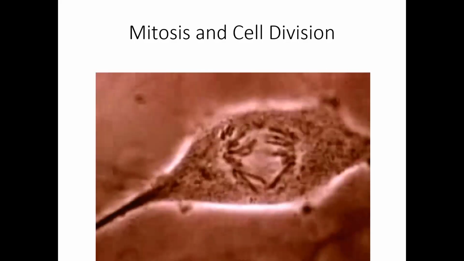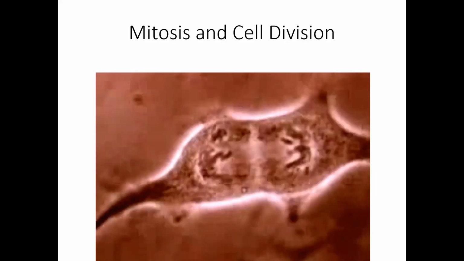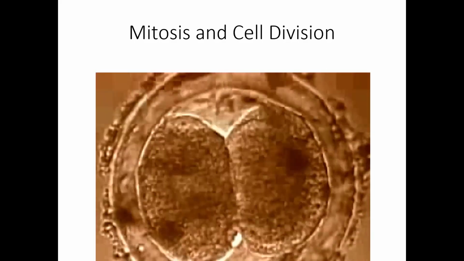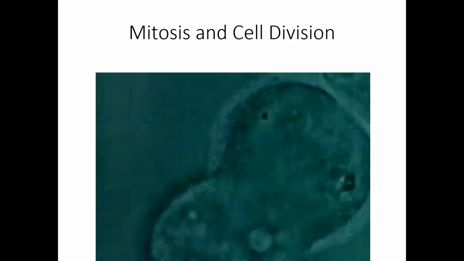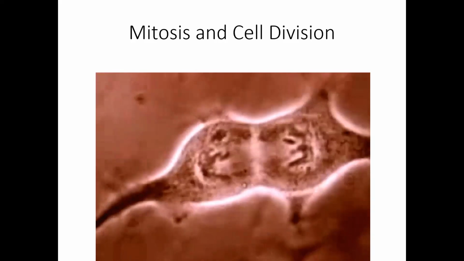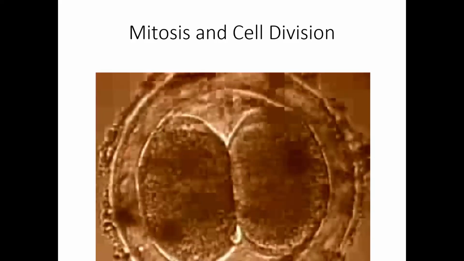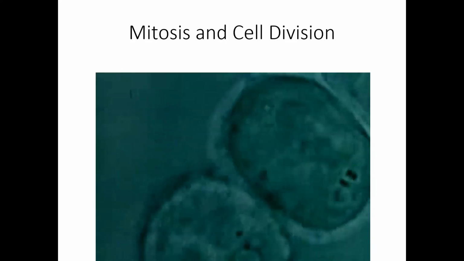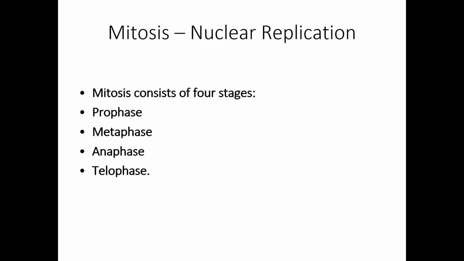Most textbooks describe mitosis as a very long section of the cell cycle, and it's not. You can see how long it takes to give you daughter cells. Okay. So the four stages of mitosis are prophase, metaphase, anaphase, and telophase.